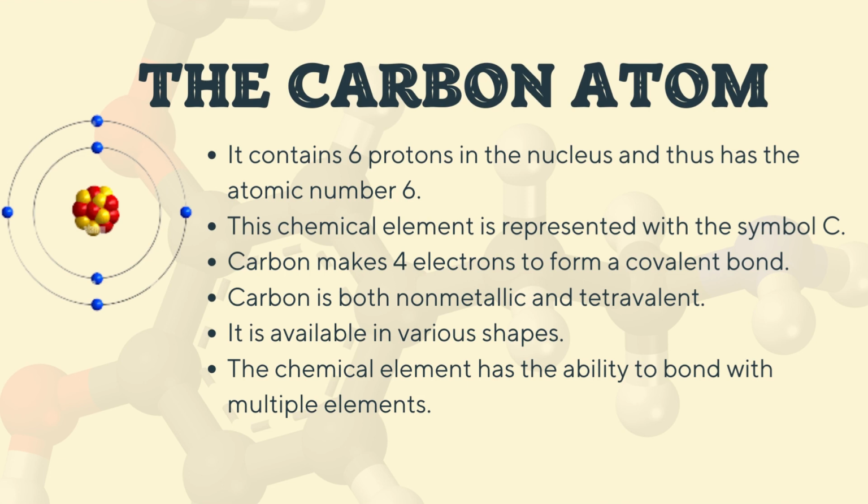How do we characterize a carbon atom? Carbon is the chemical element with the symbol C and atomic number 6. You will see this on your periodic table. It contains 6 protons in the nucleus. That's why it has the atomic number 6, right? Now, carbon is non-metallic and it is tetravalent. Now, what do we mean by that? It means that it makes 4 electrons available to form covalent chemical bonds. Now, if you look at your periodic table, you will find carbon in group 14.